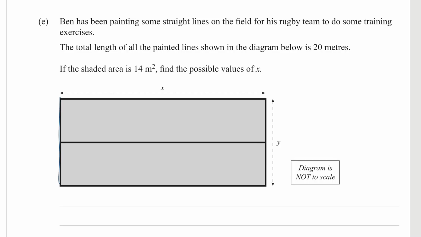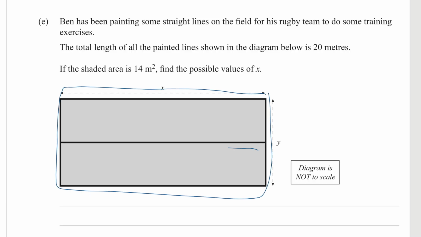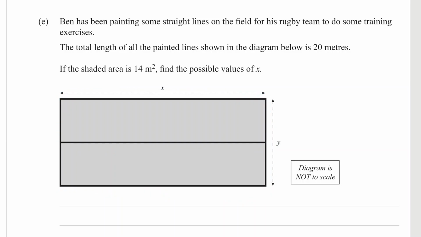So we're given these straight lines here, the ones in black. There's a rectangle, and then there's a line that goes about down the middle. We're told that the total length of all the painted lines is 20 meters. So it's like you walk along all these black lines, and then you add on this bit in the middle, you would have walked 20 meters.